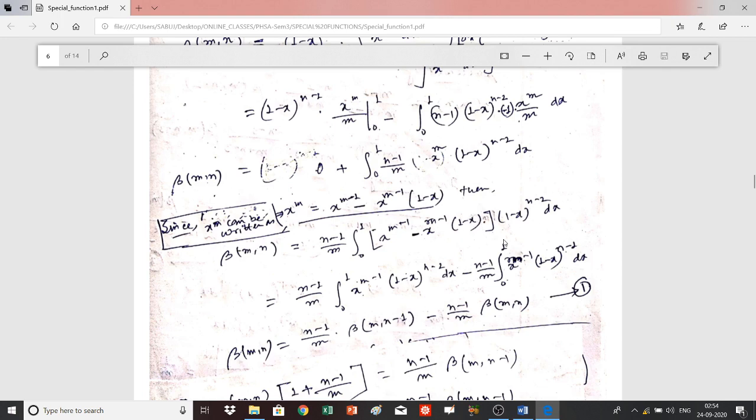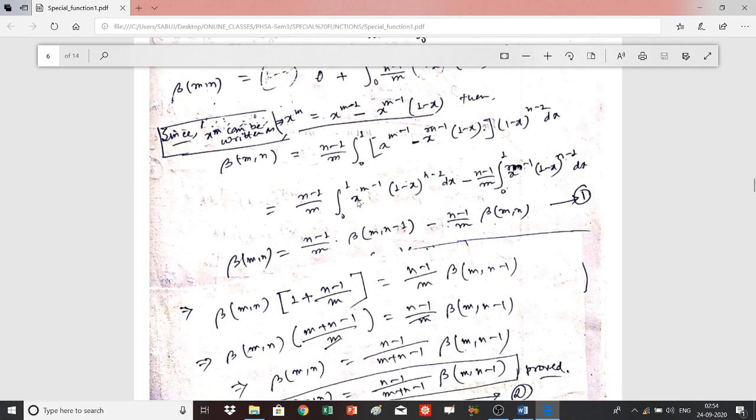So this term, actually the first term is written here, and this is the second term. These two will multiply this. So for the first one, x^(n-1) is there, and then 1-x is there, and (1-x)^(n-2) is there. So that will give you (1-x)^(n-1), and then dx.